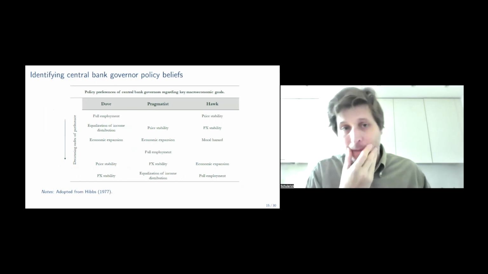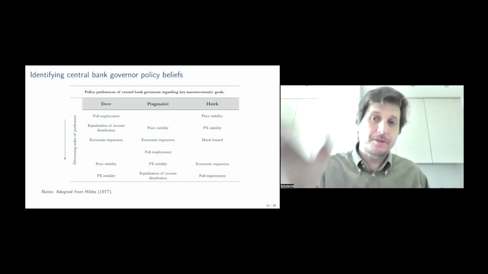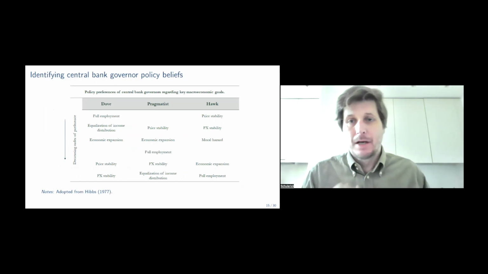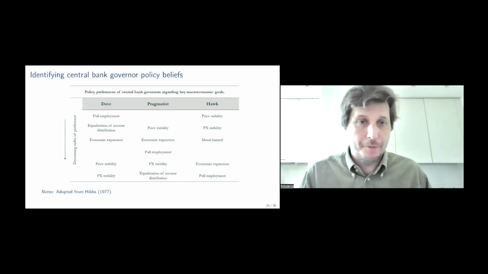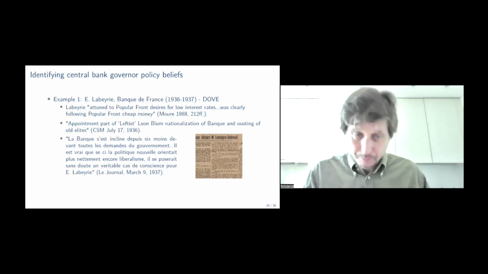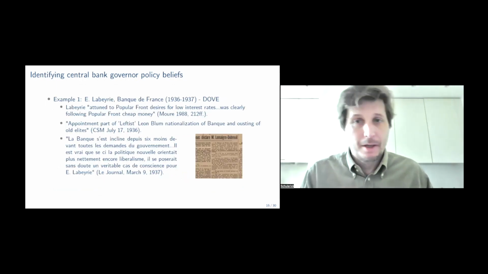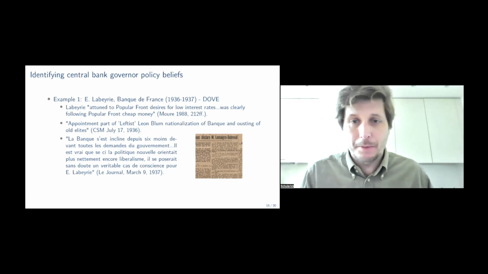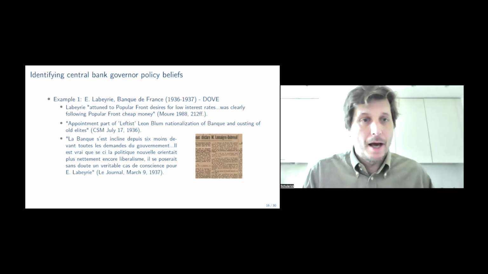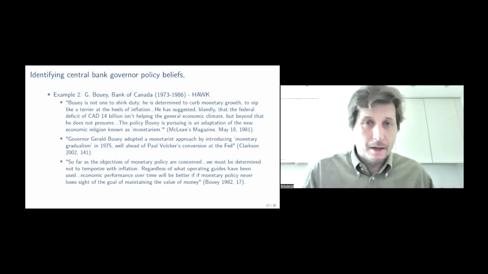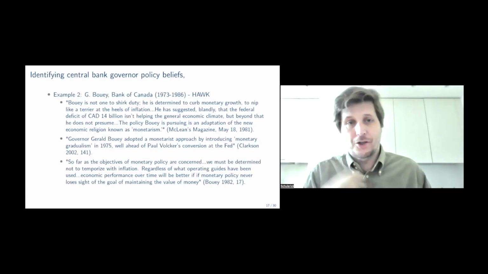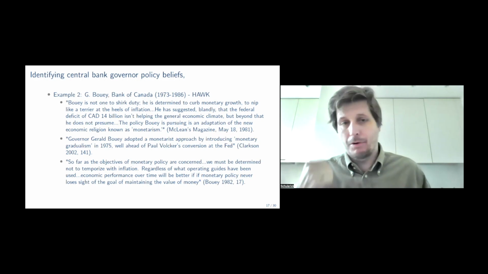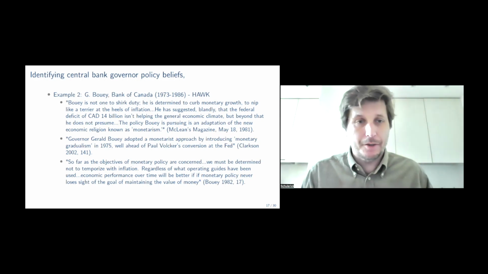So the key characteristics, I'm going to be quick on this. The hawks were about moral hazard and asset prices. The doves were about full employment and the economic consequences. Pragmatists are somewhere in the middle. Here are examples. A dove, Banque de France, I hope Eric will tell us a little bit more. Maybe he doesn't agree with us. A hawk would be Bank of Canada, he's in a shirk duty, determined to curb monetary growth, very worried about the moral hazard implications, etc.